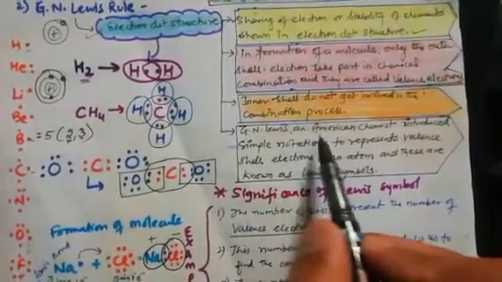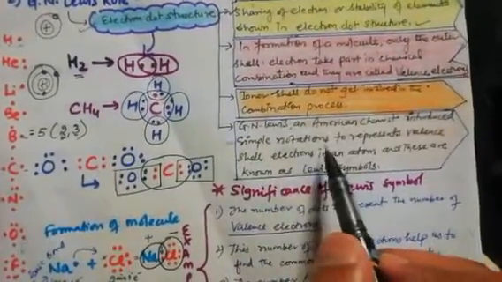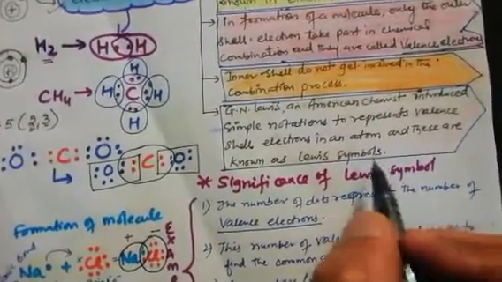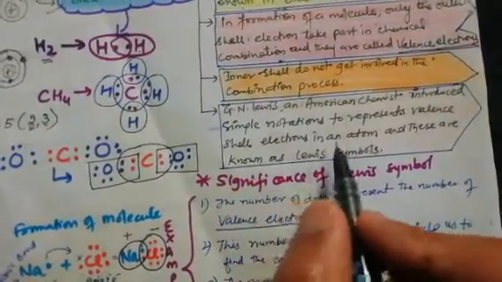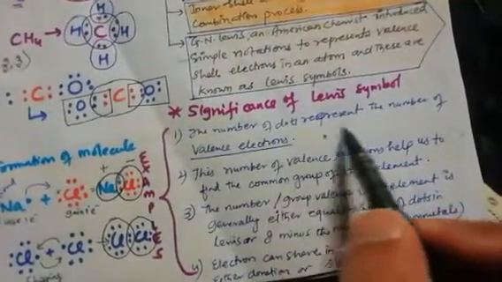Next is G.N. Lewis. He was an American chemist, and he introduced a simple notation to represent valence shell electrons in an atom, and these are known as Lewis symbols. So according to the Lewis symbol, he showed the valence electrons. There are some significances of the Lewis symbol. The number of dots represents the number of valence electrons. It means how many dots there are in the outermost shell. That is the valency of carbon.